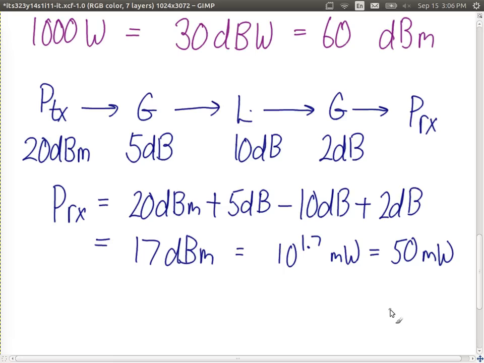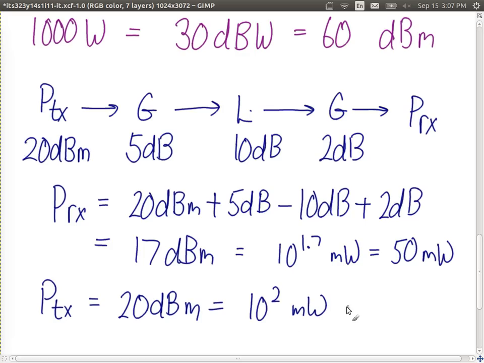What was the transmit power? The transmit power, if we convert, 20 dBm is 10 to the power of 2 milliwatts, 100 milliwatts. If we have 100 milliwatts relative to 1 milliwatt, that is a factor of 100, and in decibels, a factor of 100 is equal to 20 dB. So 20 dBm is the same as 100 milliwatts. We transmit at a power of 100 milliwatts. We have some gain, some loss, some gain, and we receive at a power of 50 milliwatts.